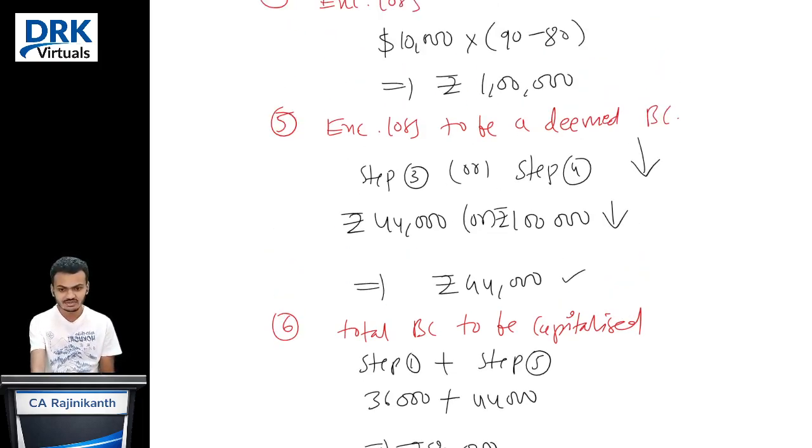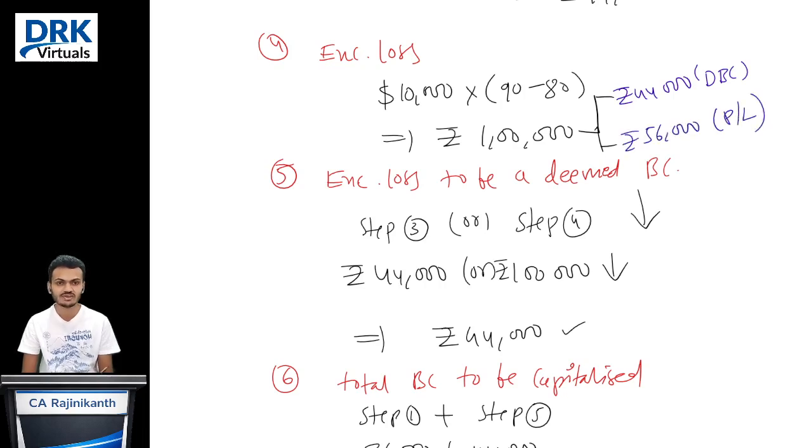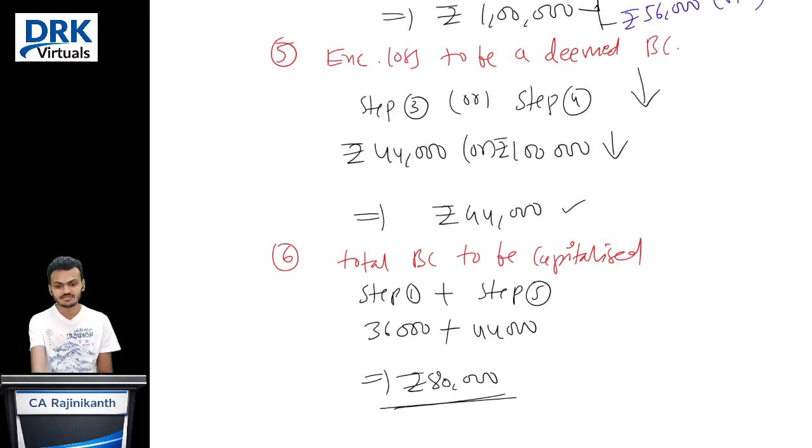Out of this 1 lakh rupees, rupees 44,000 is the deemed borrowing cost. This is the deemed borrowing cost. And the remaining 56,000 is the exchange loss. You recognize it in the profit and loss account. That's it. Very simple.